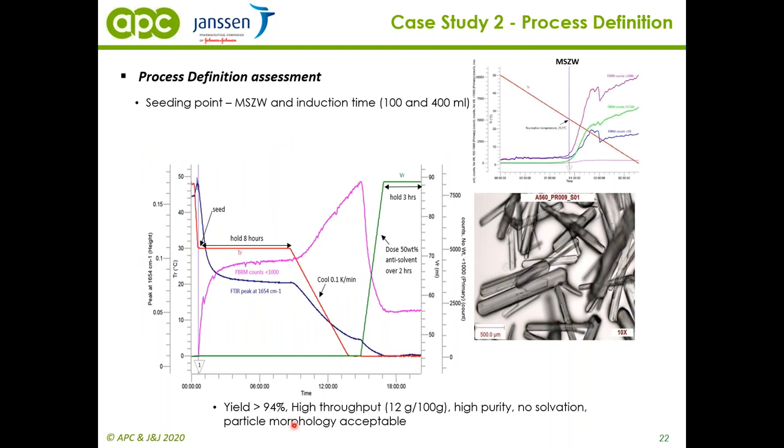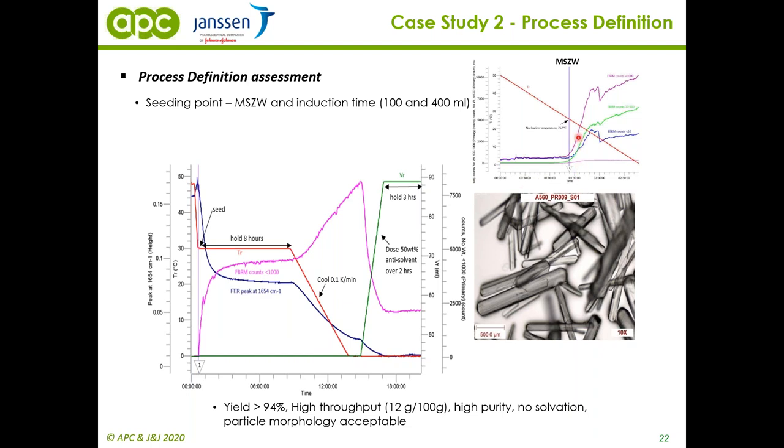And with this system, we went through the process definition. Even though we were already looking into the nucleation induction times and metastable zone width at the Crystalline scale, we are always repeating this also at, for example, 400 mL scale. It's maybe the best because those nucleation induction times are more reliable and representative of what will happen on the industrial scale.